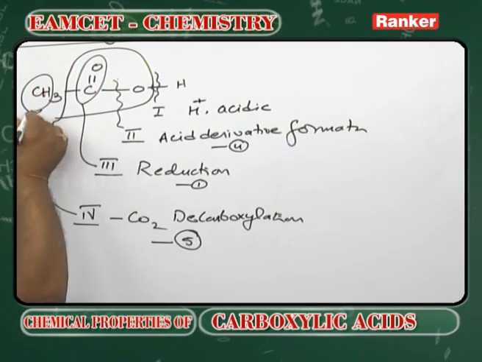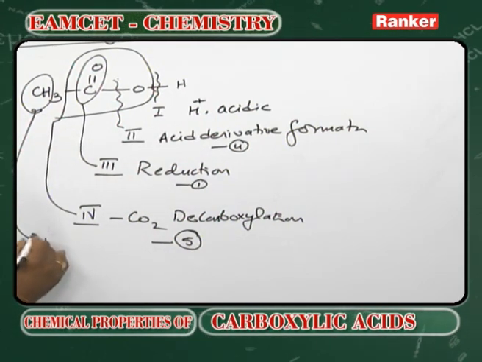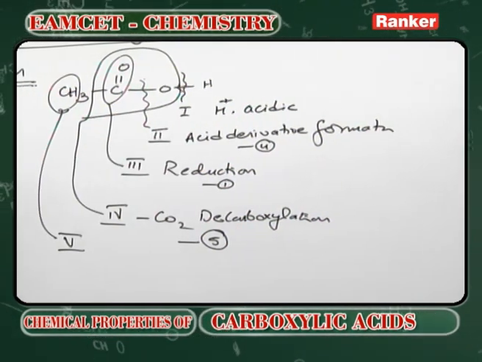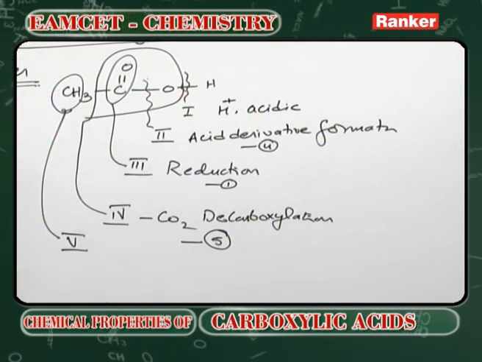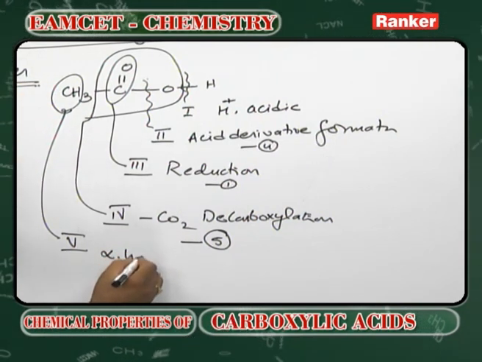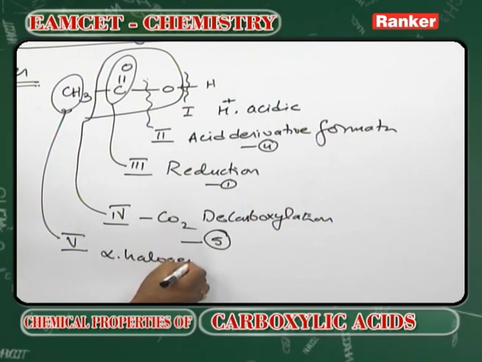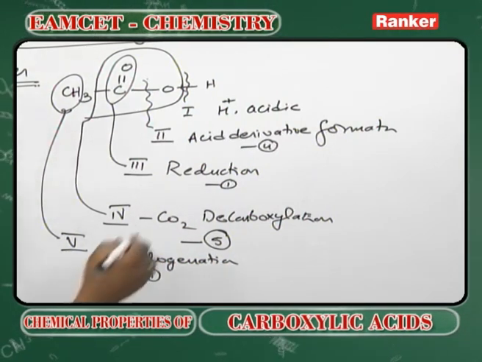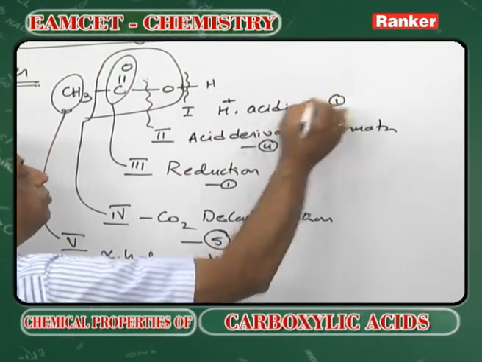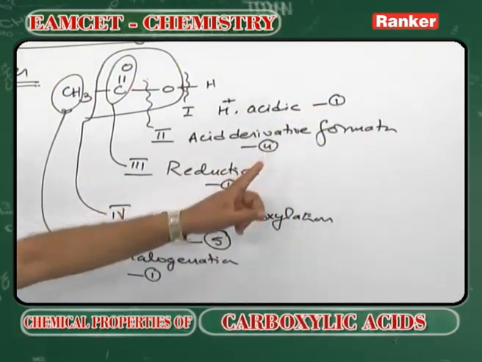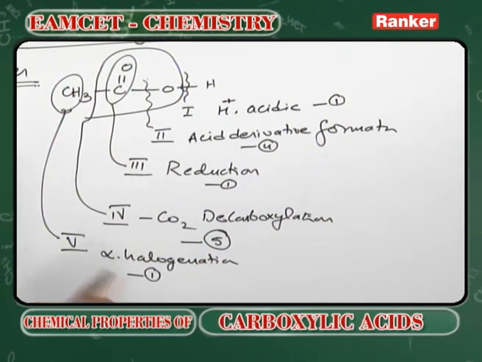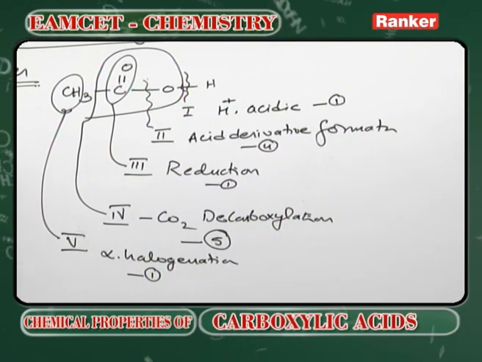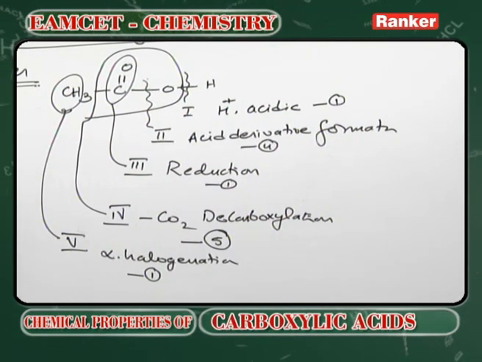Lastly, you have certain properties on this alkyl group. Because of the presence of the COOH, certain reactions are taking place, that is called alpha halogenation. There is only one reaction of this category, so we take it as one reaction. Totally here acidic property is one reaction. So 1 plus 4, 5 plus 1, 6 plus 5, 11 plus 1, 12. These 12 reactions, if you properly remember, I hope you can remember all the properties of acetic acid properly.